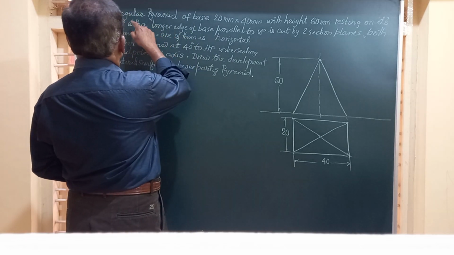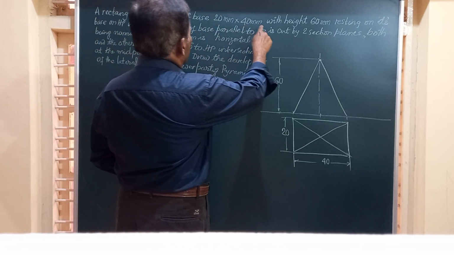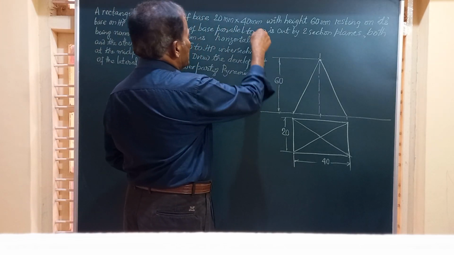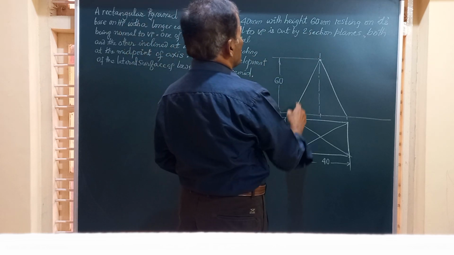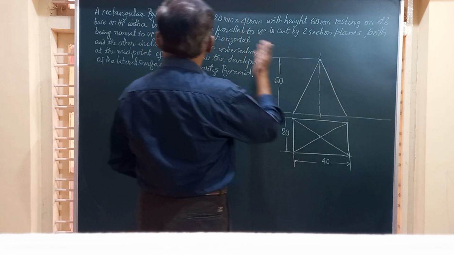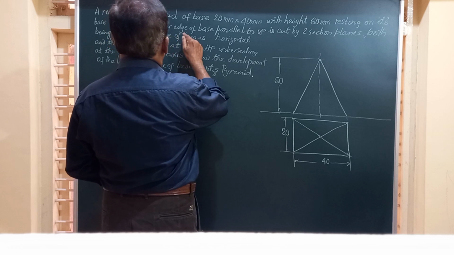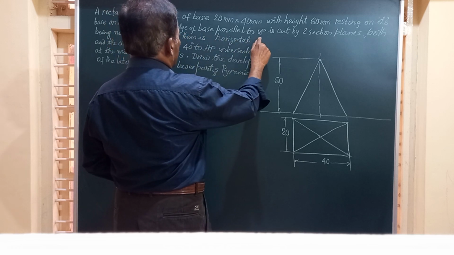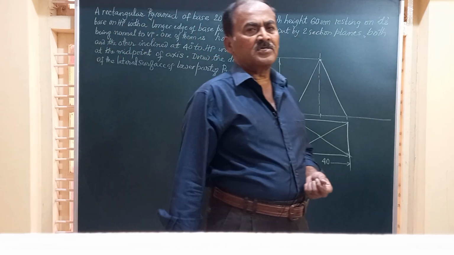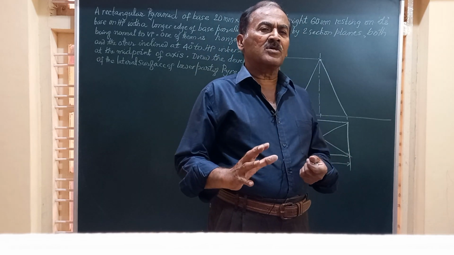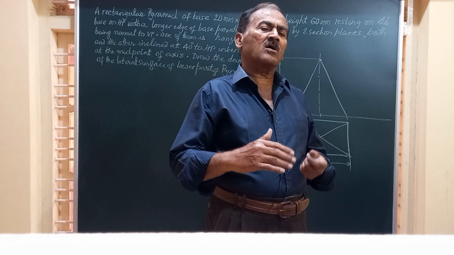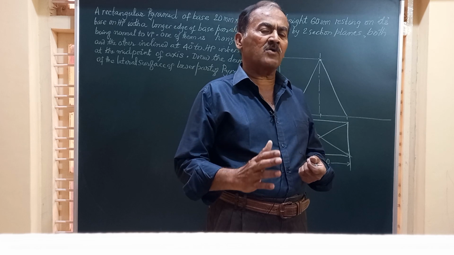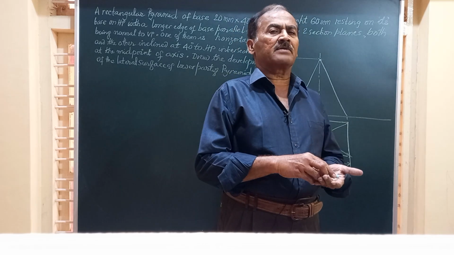It reads like this: a rectangular pyramid of base 20 mm by 40 mm, with height equal to 60 millimeter, resting on its base on HP with a longer edge of base parallel to VP. We'll stop at it so that we'll be able to write down the initial, or the top and front views of the given pyramid to the given dimension.